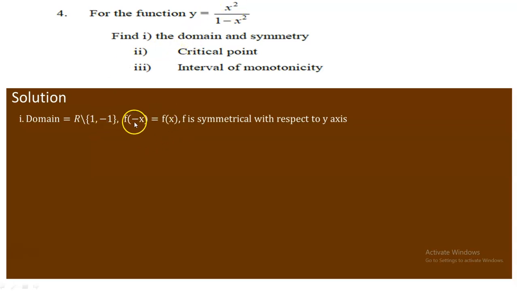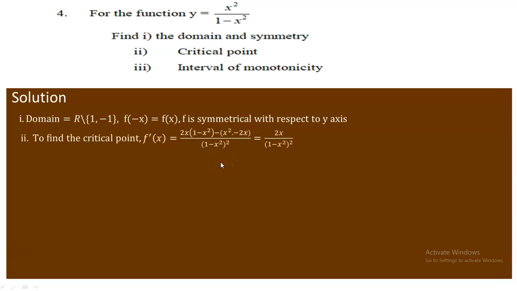The function satisfies this behavior: f of minus x is the same as f of x, okay? F of a negative number is the same as f of the positive number of the negative one. So f is symmetrical with respect to the y-axis. That is to say, it is enough to sketch one part, either the left or the right. Simply taking the image of one of the two, you can obtain the other part. So f is symmetrical with respect to the y-axis.